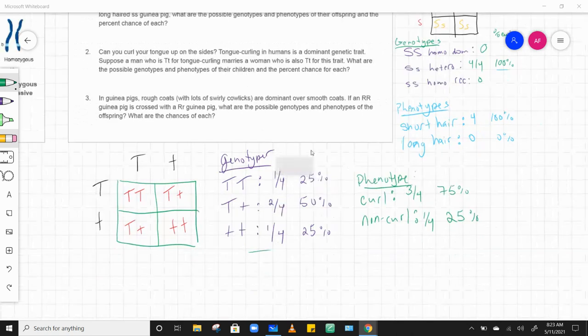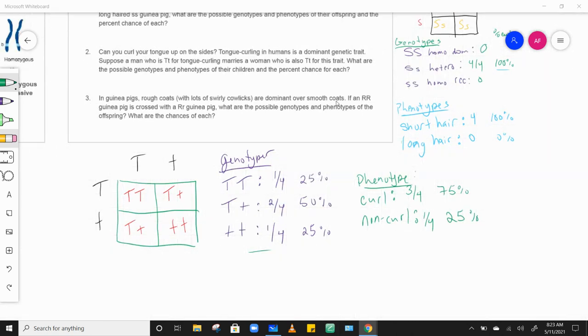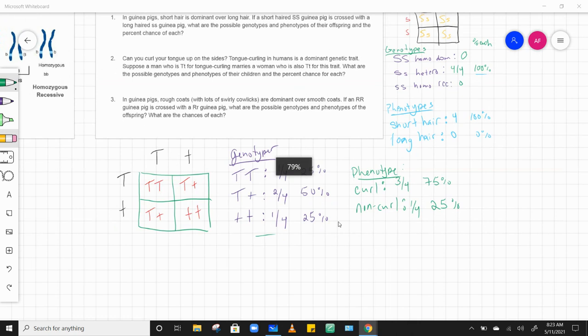Okay. That's pretty much it. The work you have to do now is just the Punnett squares and all this stuff.